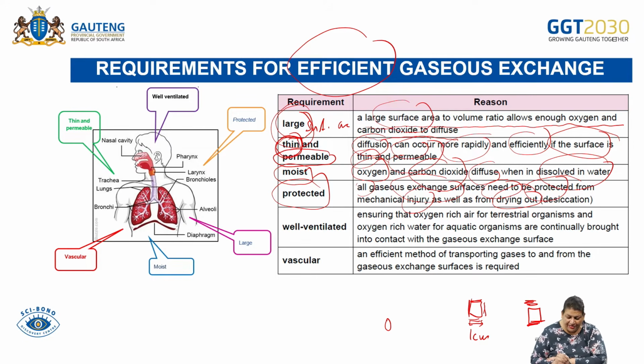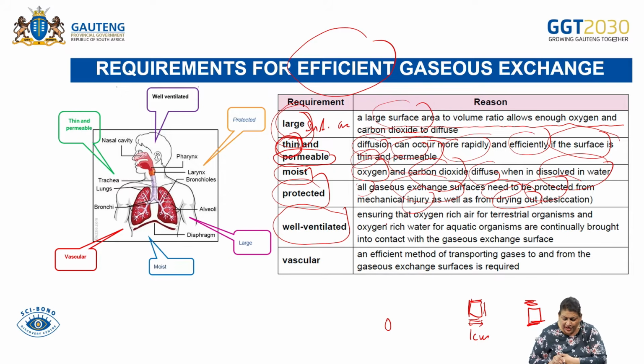All right. Then it must be well ventilated. That means it must be in such a way that it allows oxygen to enter and allows for maximum movement of CO2 out of the lungs or out of the surface. So it must be well ventilated.